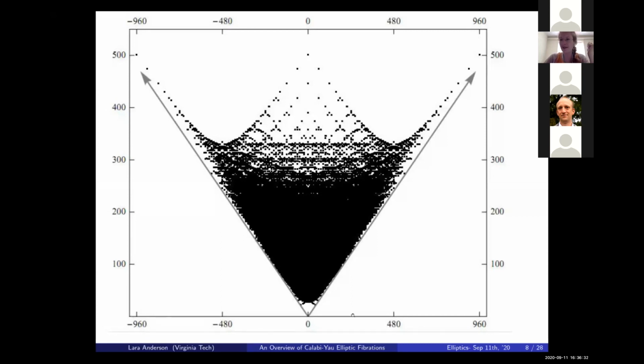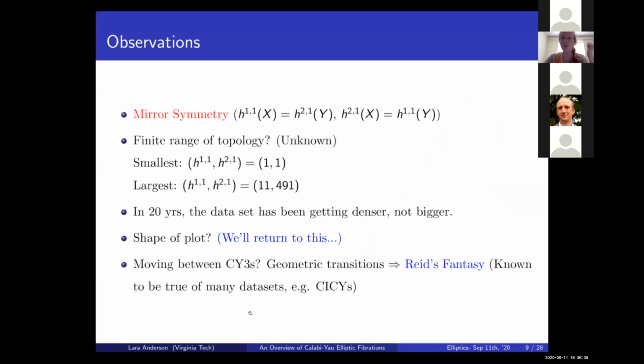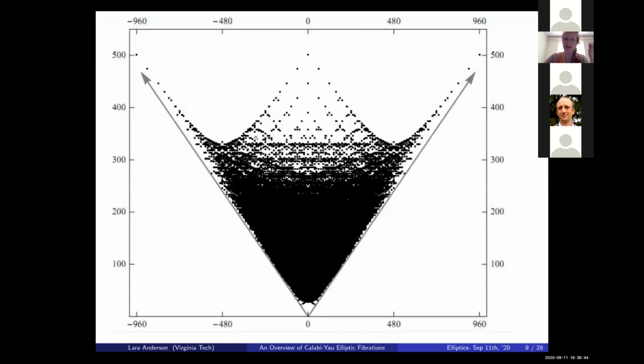Now we have to say, what do we want to extract from this? So let's try and make some observations about what we might say. The first thing that you would observe about this diagram is Calabi-Yau mirror symmetry. So let me go back. You look at the fact that everything that appears for one value of H11 minus H21, there's a value on the other side of that axis. So positive and negative x here, these appear in pairs. So this is mirror symmetric across the vertical axis.